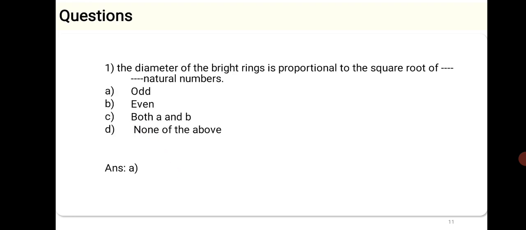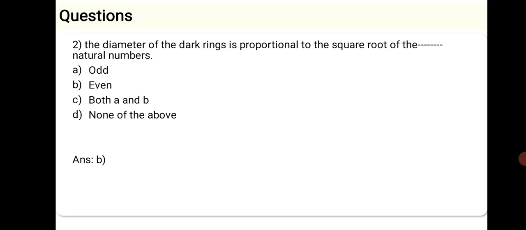Let us discuss some questions on the session. The diameter of the bright rings is proportional to the square root of dash natural numbers. Option A odd, option B even, option C both A and B, option D none of these. Therefore, the diameter of the bright ring is proportional to the square root of odd natural numbers. Therefore, the answer is option A, odd.